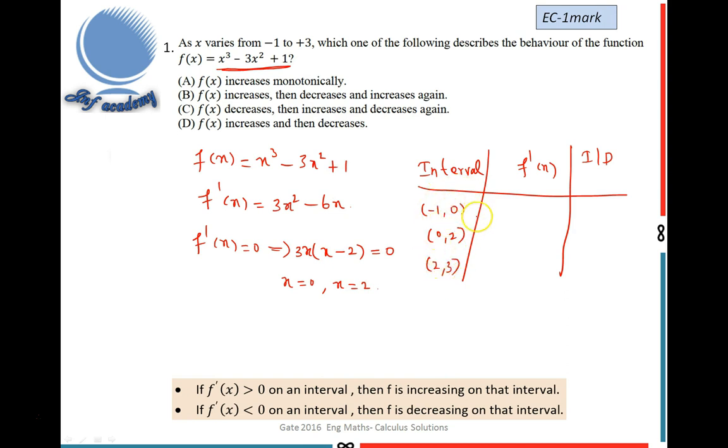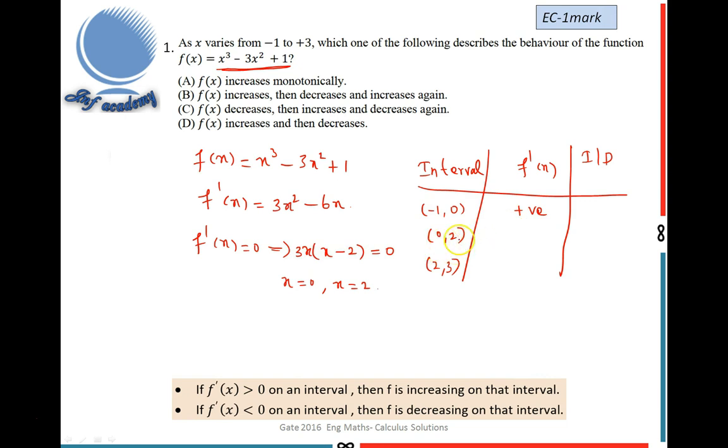In the interval -1 comma 0, the f dash of x value is always positive. I put negative values, so x is negative and x minus 2 is also negative. So the multiplication of these two values is positive.